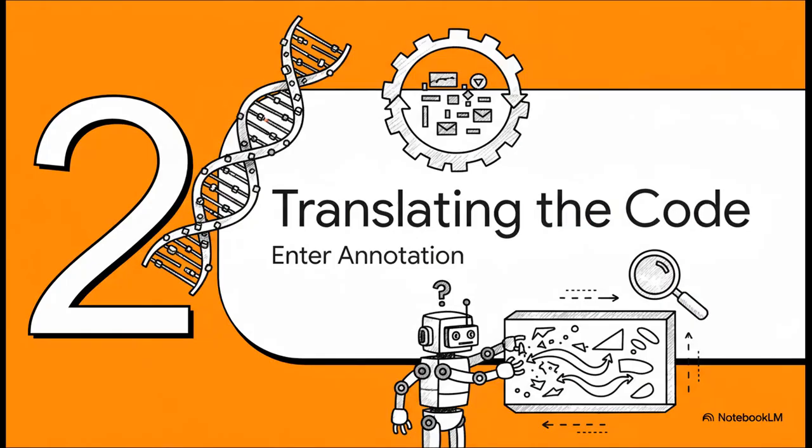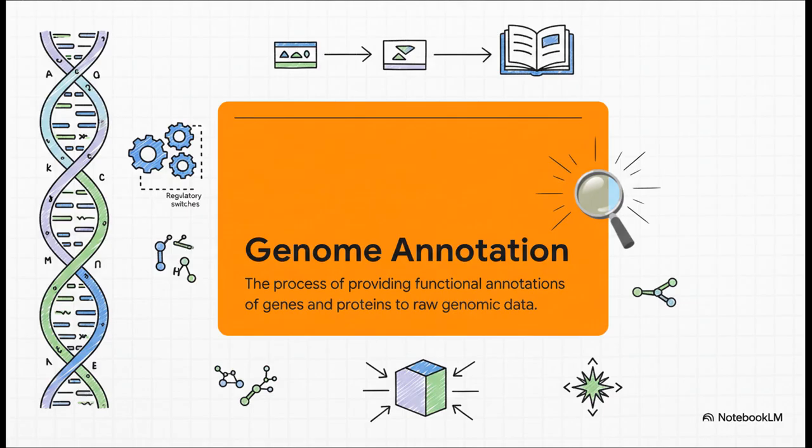And this is where the magic really starts to happen. To turn all that raw, meaningless data into something we can actually use, we need a translator. And in genetics, that whole process is called annotation. So, what is genome annotation? Well, it's exactly what it sounds like. It's the process of taking that long, mysterious string of letters and literally adding notes, annotations to it. It's how we find the genes, how we figure out what they do, and how we identify all the other important bits and pieces hidden in that code.